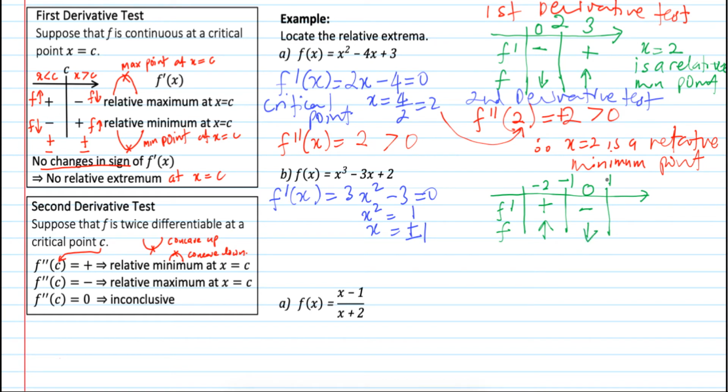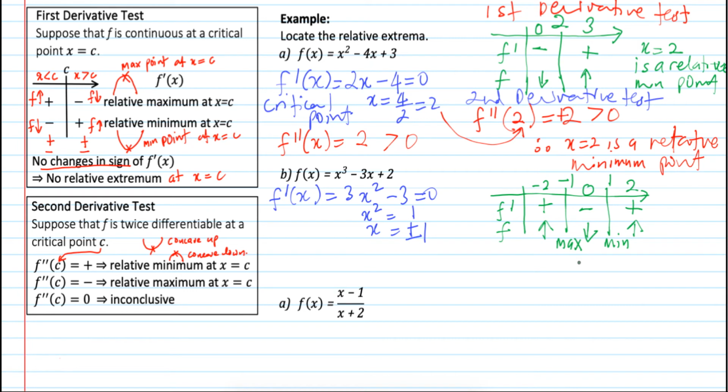Choose a number that is greater than 1. For example, 2. Substitute into f prime. 3 times 2 squared is 12. 12 minus 3 is a positive number. So in here, f is increasing. So at x equal to minus 1, you go up and down. So this is max. This one you go down, decreasing and increasing. So this is your min point.